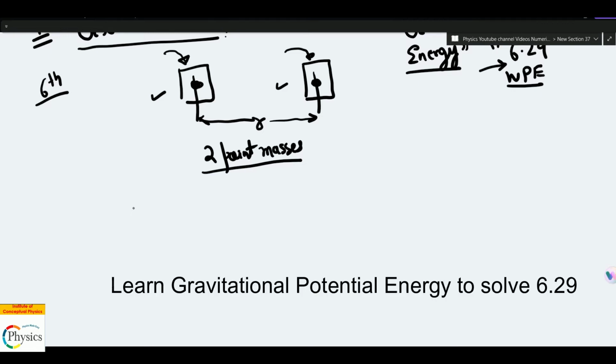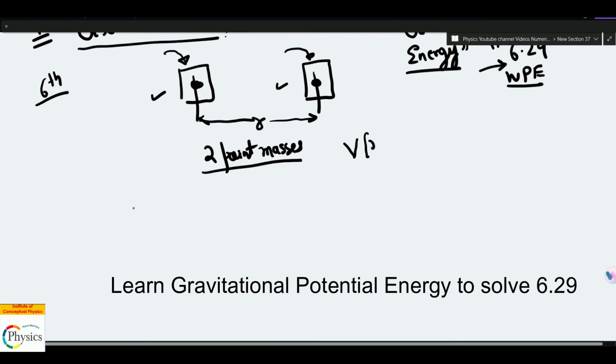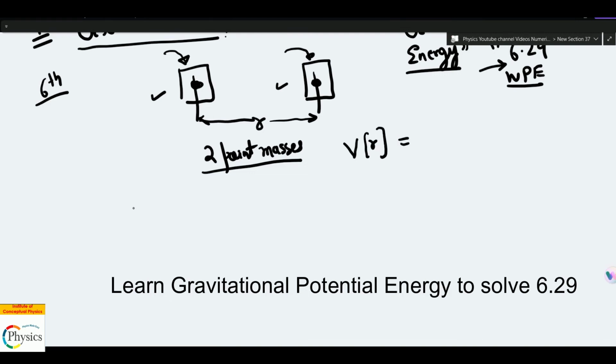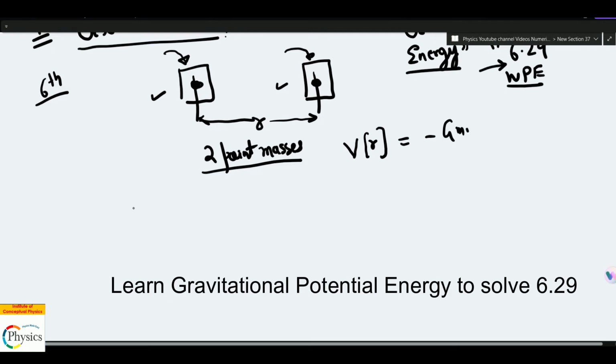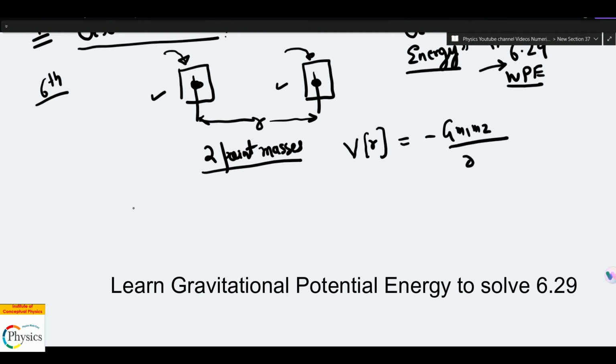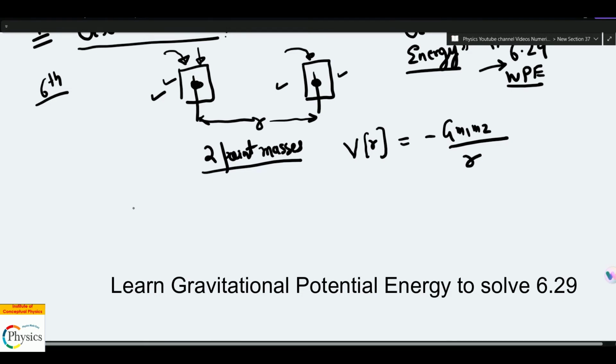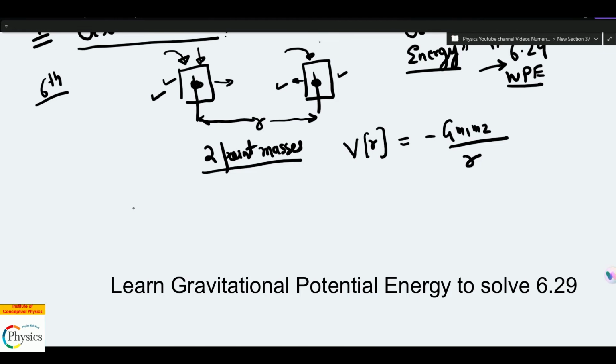What they do between themselves, they have something called gravitational potential energy, which is given by the equation minus G m1 m2 by r. What it means is that two bodies separated by a distance r are held at these two places. There is an attractive force between them, which is Newton's gravitational force, G m1 m2 by r squared.